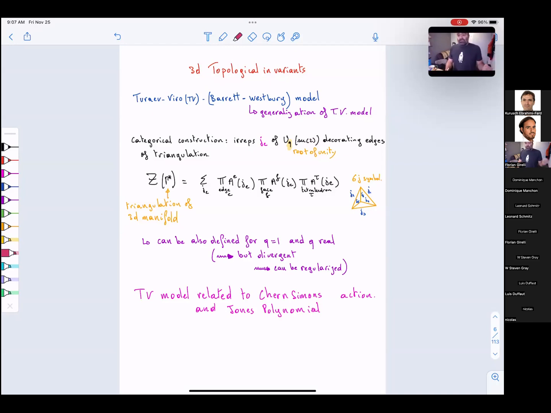I should emphasize that when q is equal to 1, this model becomes the Ponzano-Regge model, which had been introduced in the 60s as a quantum gravity model by Ponzano and Regge. The Turaev-Viro model is actually related to the Chern-Simons action and so on. And also, of course, there is a relation with the Jones polynomial and so on.